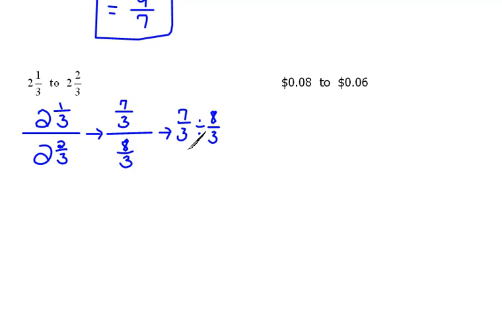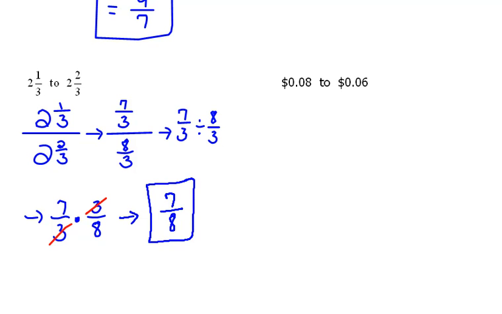And we never divide fractions. Instead, we change it to a multiplication problem and flip the second number. Remember, once we write it as the ratio, now it just becomes our fraction rules that we deal with. So in this problem, we can cancel the 3's on top and bottom. And so our ratio looks like 7 to 8, or 7/8.